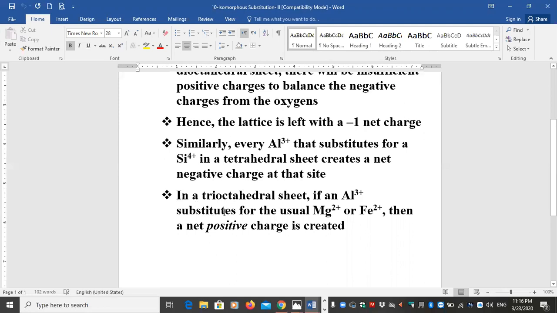In a trioctahedral sheet, if an aluminum substitutes for the usual magnesium or iron, then a net positive charge is created. Here we have the opposite. A trivalent taking the place of divalent means we have an excess of positive charge, more than we need to neutralize the oxygen charges, so we end up with a net positive charge.